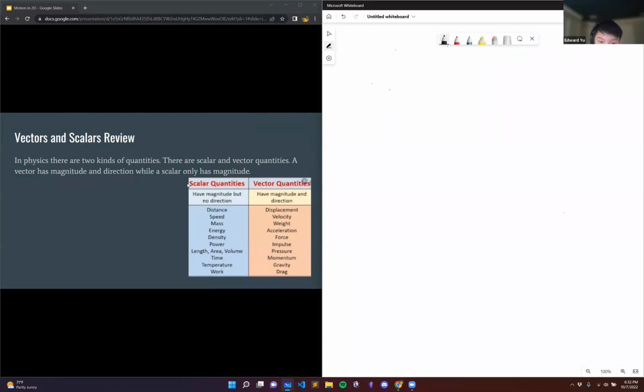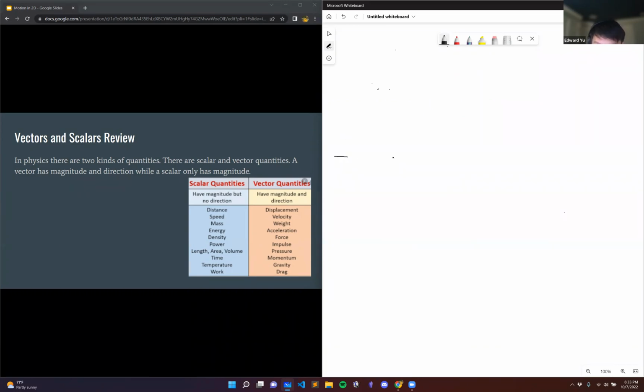So as you can see in this diagram, for example, distance, speed, mass, energy, density, and power are all scalars because they don't rely on direction or anything like that. They just rely on magnitude. But vectors, such as displacement, velocity, acceleration, and force, have magnitude and direction.